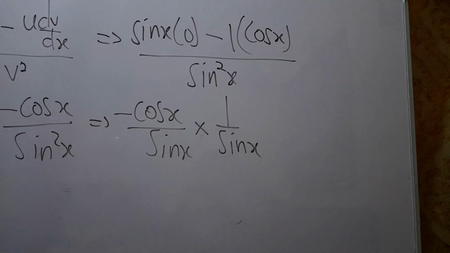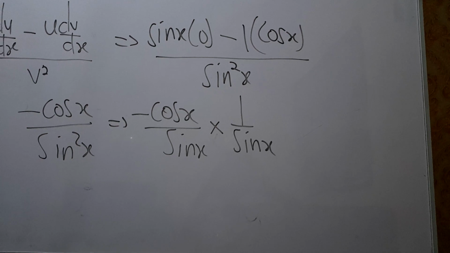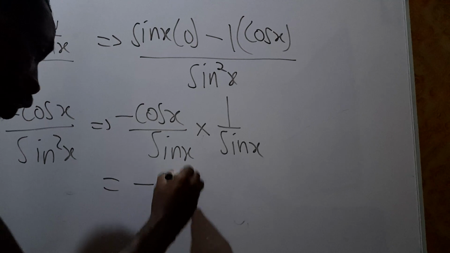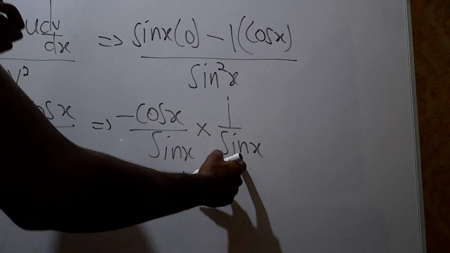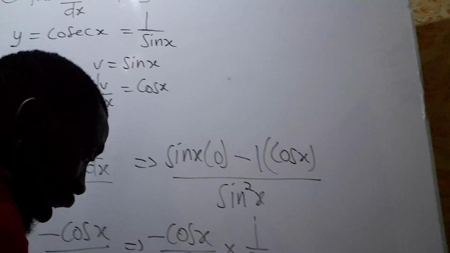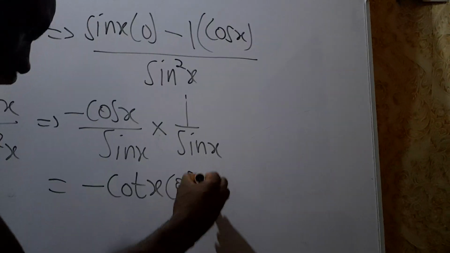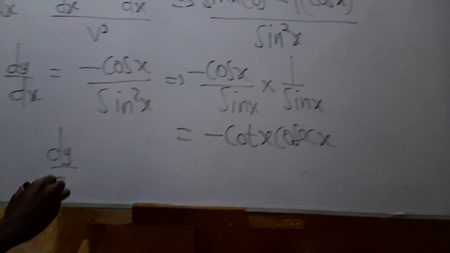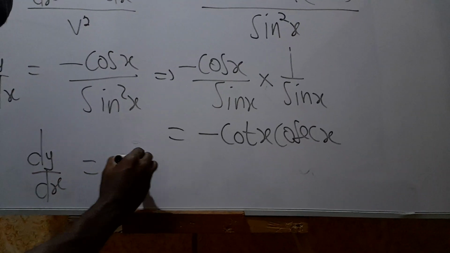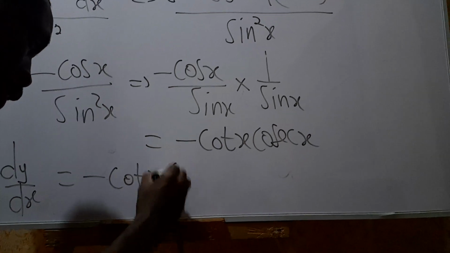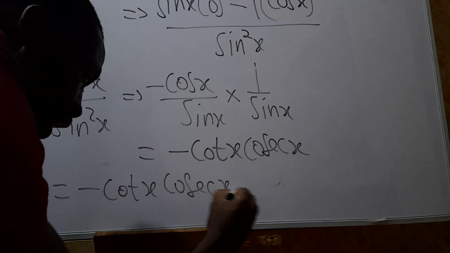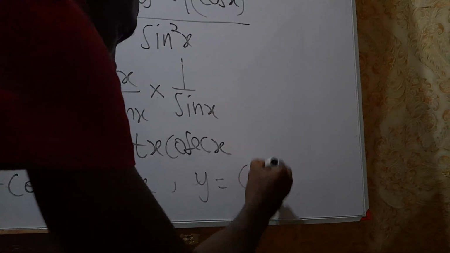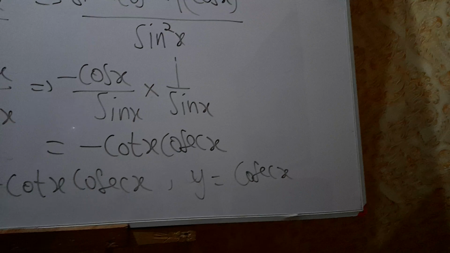And what is the inverse of tan? The inverse of tan is cot. So we can say this is negative cot x. And 1 over sine x, we said from the beginning, is cosec. So that will be cosec x. So we can say that our dy over dx finally will be equal to negative cot x cosec x if y is equal to cosec x. I hope you get that.